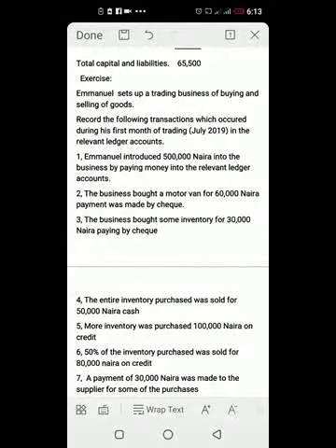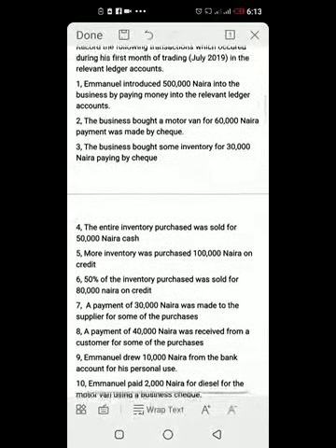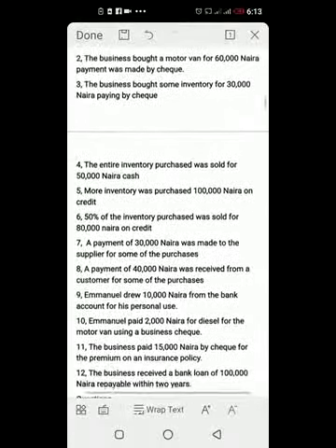Exercise. Emmanuel sets up a trading business of buying and selling of goods. Record the following transactions which occurred during his first month of trading, that is July 2019, in the relevant ledger accounts. We are now given the first one. Emmanuel introduces 500,000 naira into the business by paying money into the bank. The business bought a motor van for 60,000 naira. Payment was made by cheque. The business bought some inventory for 30,000 naira. Payment was made by cheque.